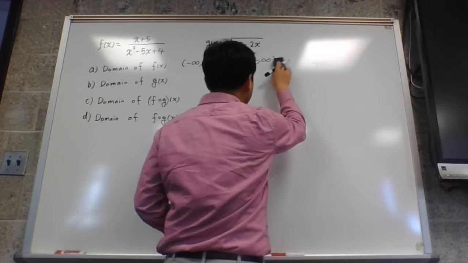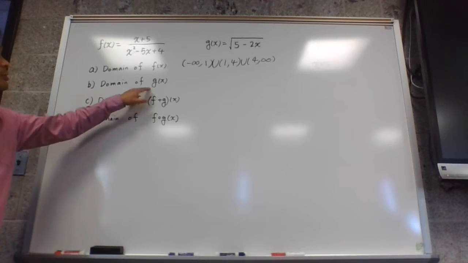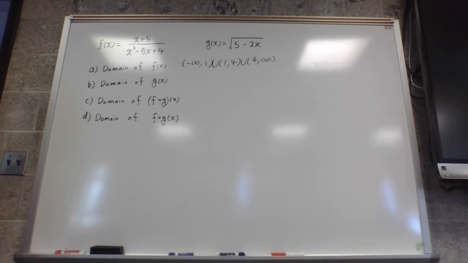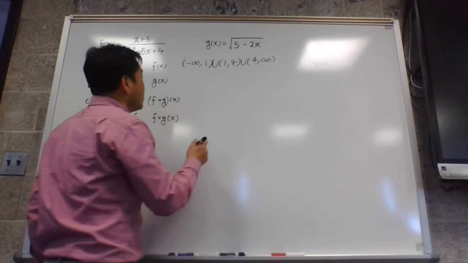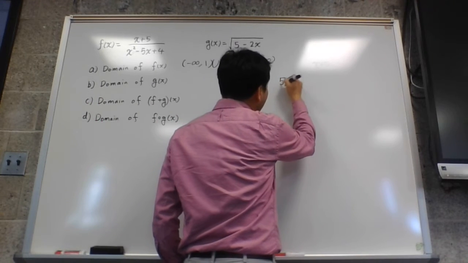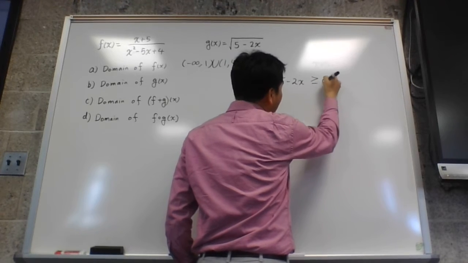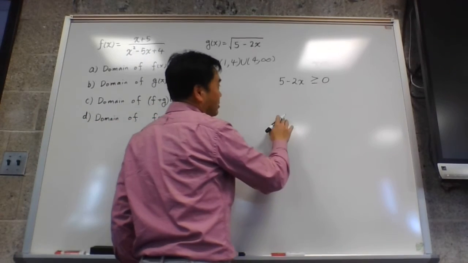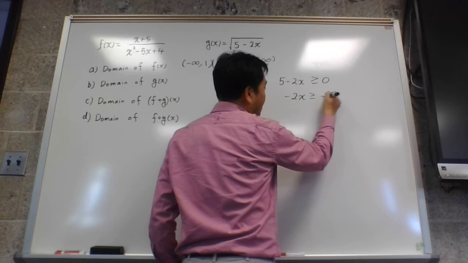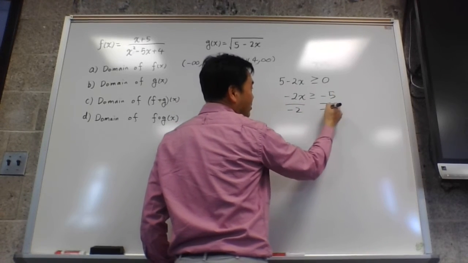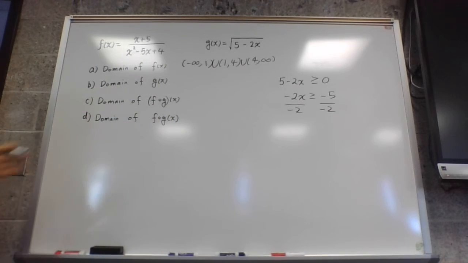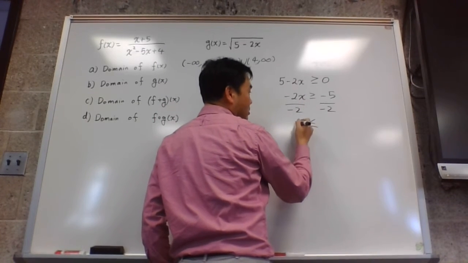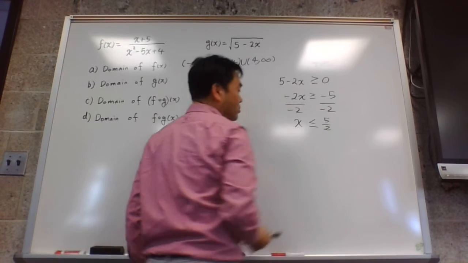Next, domain of g of x. What do you have to be careful about when you have a square root? You can't have negative inside the square root. That's the problem, right? So for this, you have to say the thing inside, 5 minus 2x, has to be 0 or positive. And that one can be solved just by subtracting 5 from both sides and then dividing by negative 2 on both sides. Oh, and whenever you divide or multiply by a negative number in an inequality, what do you do? You flip the sign of the inequality, so x is less than or equal to 5 over 2.